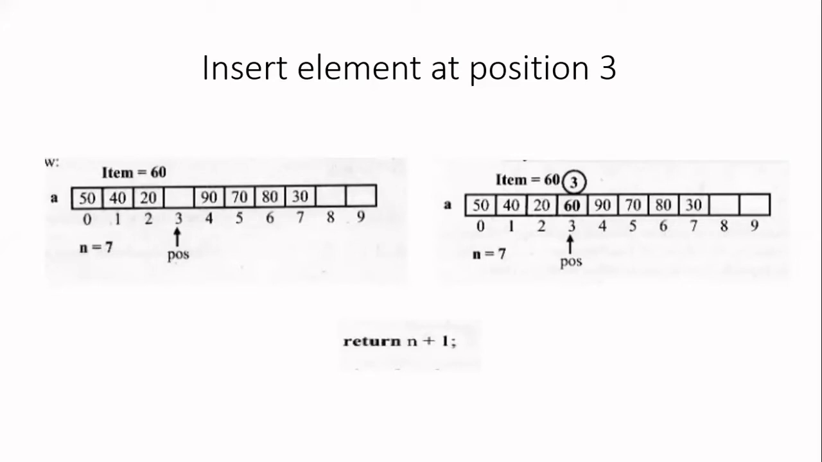Now try to understand. In insert, we have an array. So we have to pass the array. Then you have to tell what is the size of the array. So you have to pass n also. Third, you have to insert an element. So you have to pass the item also. Fourth, you have to tell in which position you want to insert. So you have to pass position also. So total number of arguments to be passed to the function are 4.